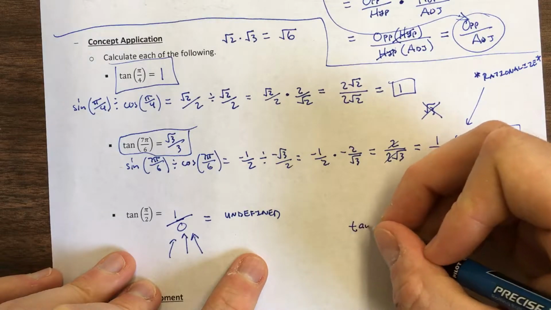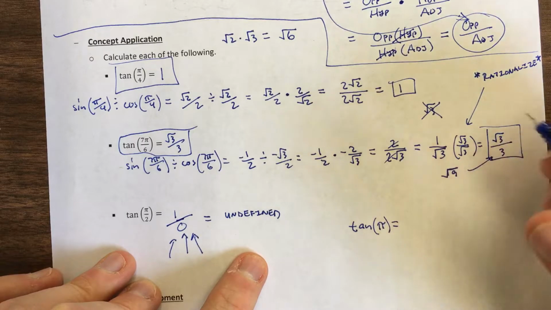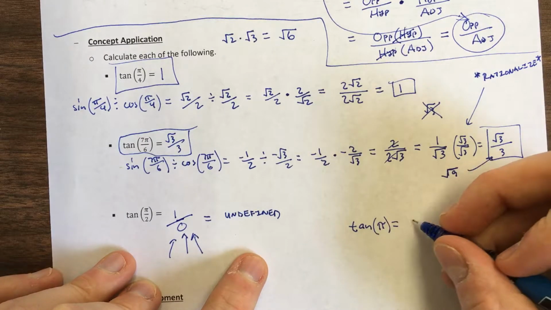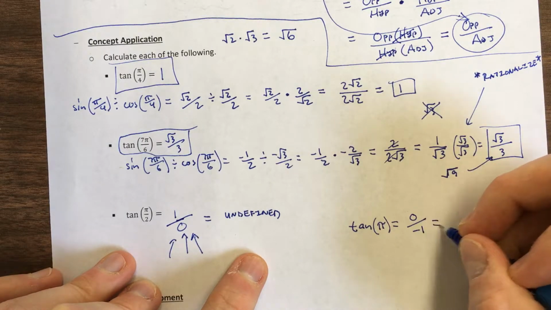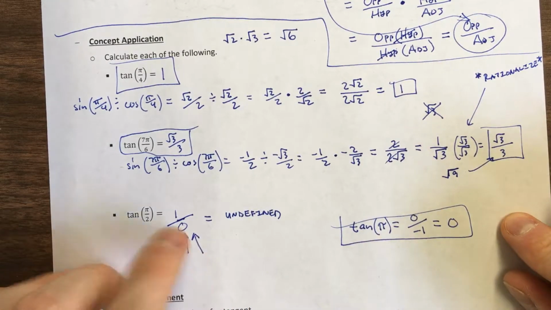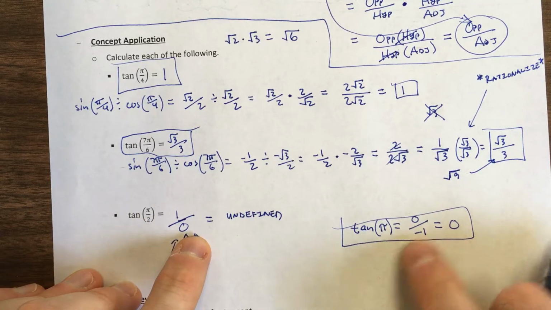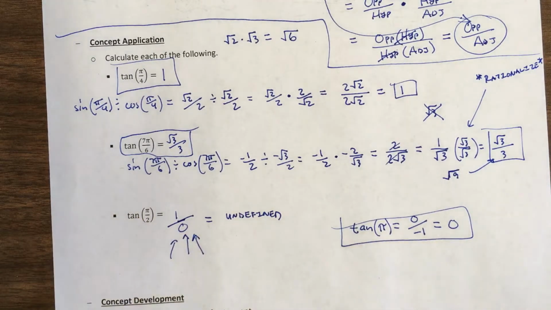Now, we can divide 0 by things. So for example, if I do tangent of pi, then sine of pi would be 0, cosine is negative 1. That, in fact, is 0. But here, because 0 is in our numerator, that works, but if we divide by 0, like here, then that would become undefined.